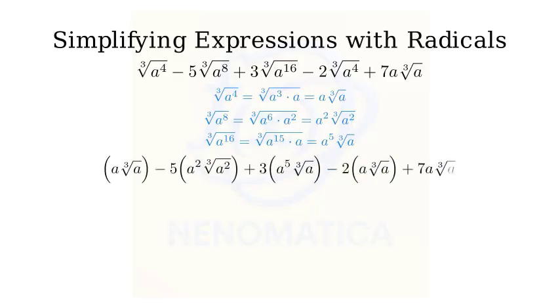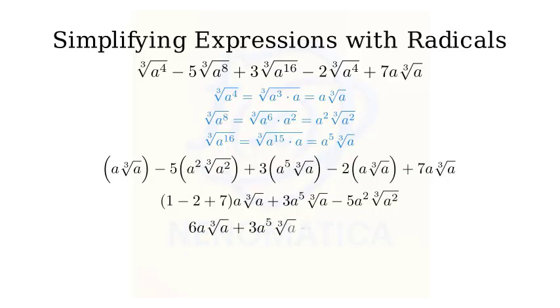Combine the like terms that contain cube root of a. The coefficients are 1 minus 2 plus 7, and we also keep the term 3a to the fifth times the same radical. The term with cube root of a squared is not like the others, so it stays separate. Evaluate 1 minus 2 plus 7 to get 6, and then factor out a times cube root of a from the first two terms.